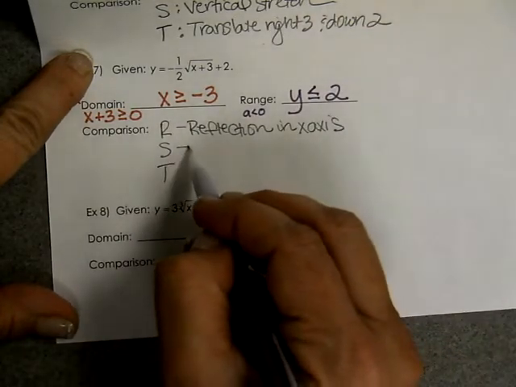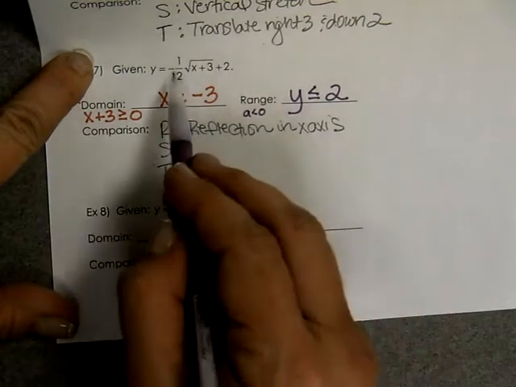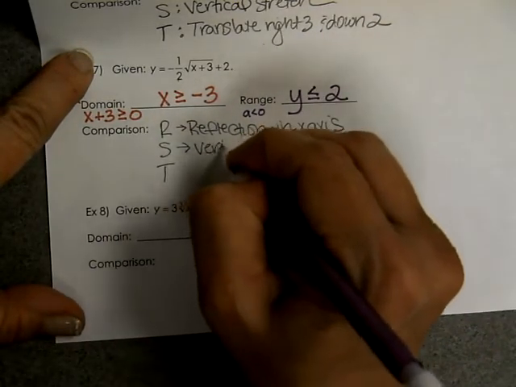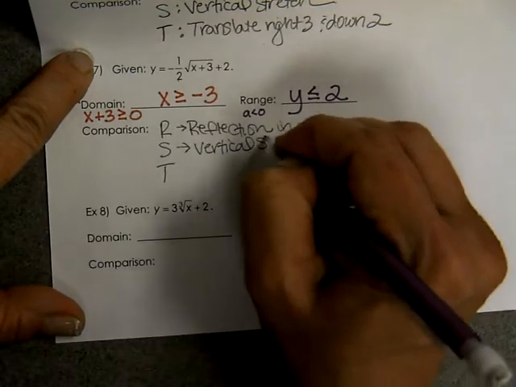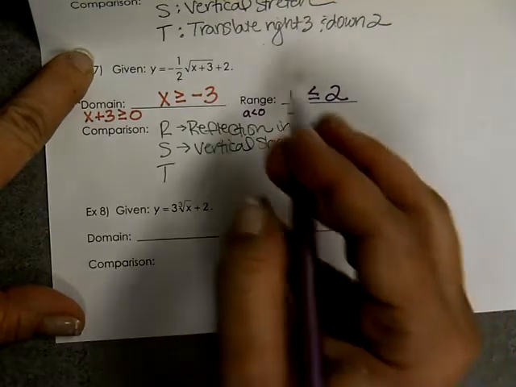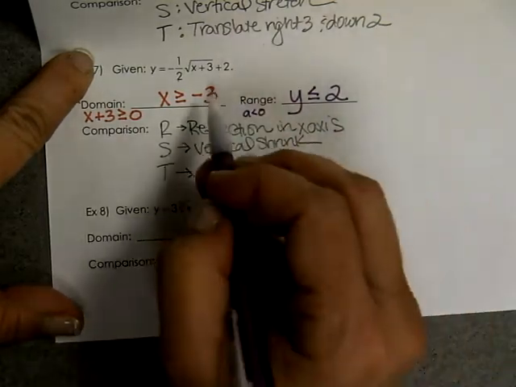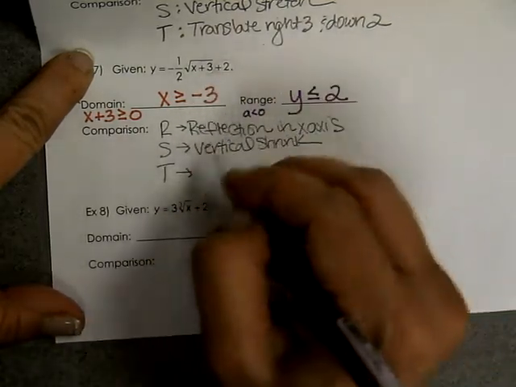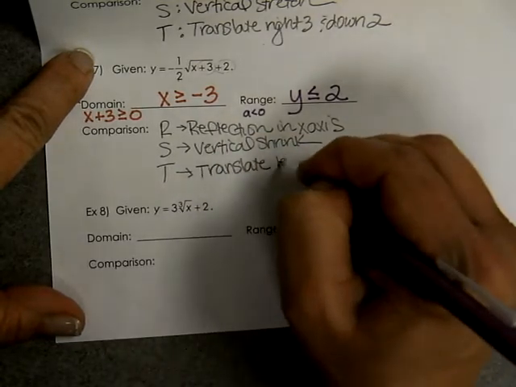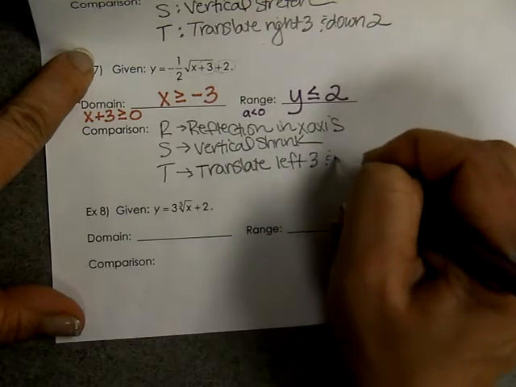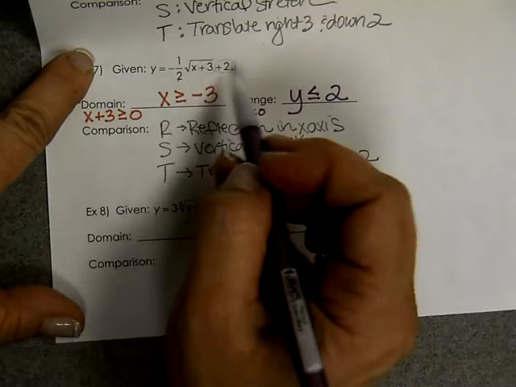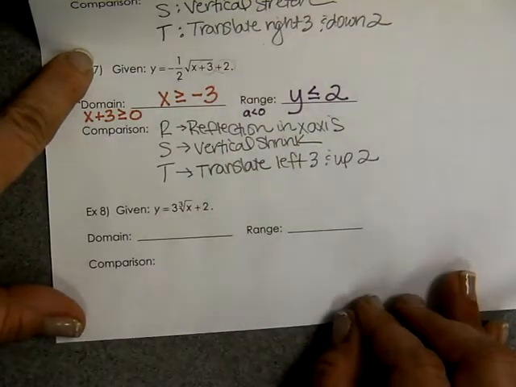S, I also look at the A value, and I see that the absolute value is less than 1, which means that there's a vertical shrink by a factor of half. And T is the translation, so I look at my H and K, and I see that this would be a translation left 3 and up 2. So just like before, the H is the opposite of what you see, but the K is the same.